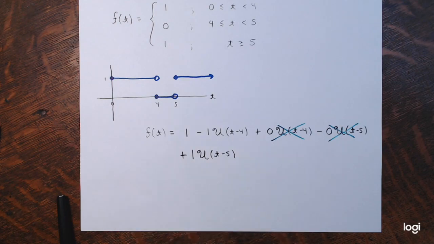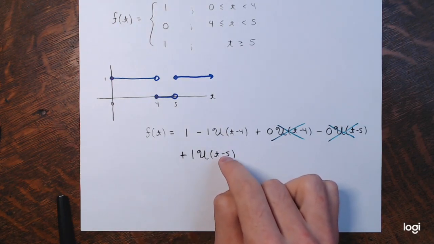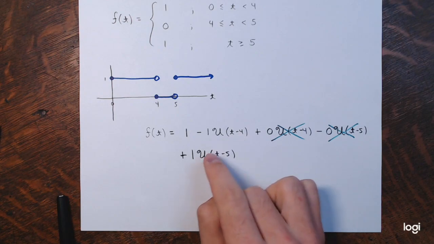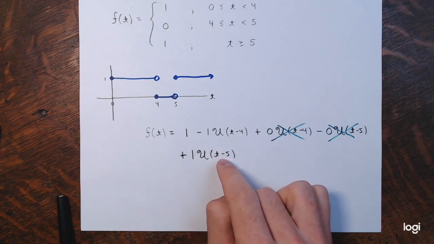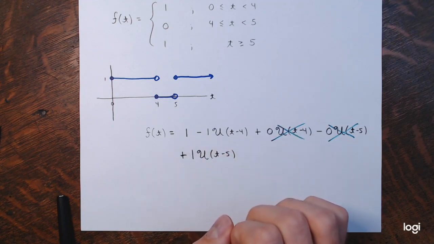Now, earlier I combined some like terms. Here, these are not like terms. These are two different unit step functions, right? This is the unit step function that's equal to 1 when t is 4 or greater. This is the unit step function that's equal to 1 when t is 5 or greater. Totally different, so I can't just add these.